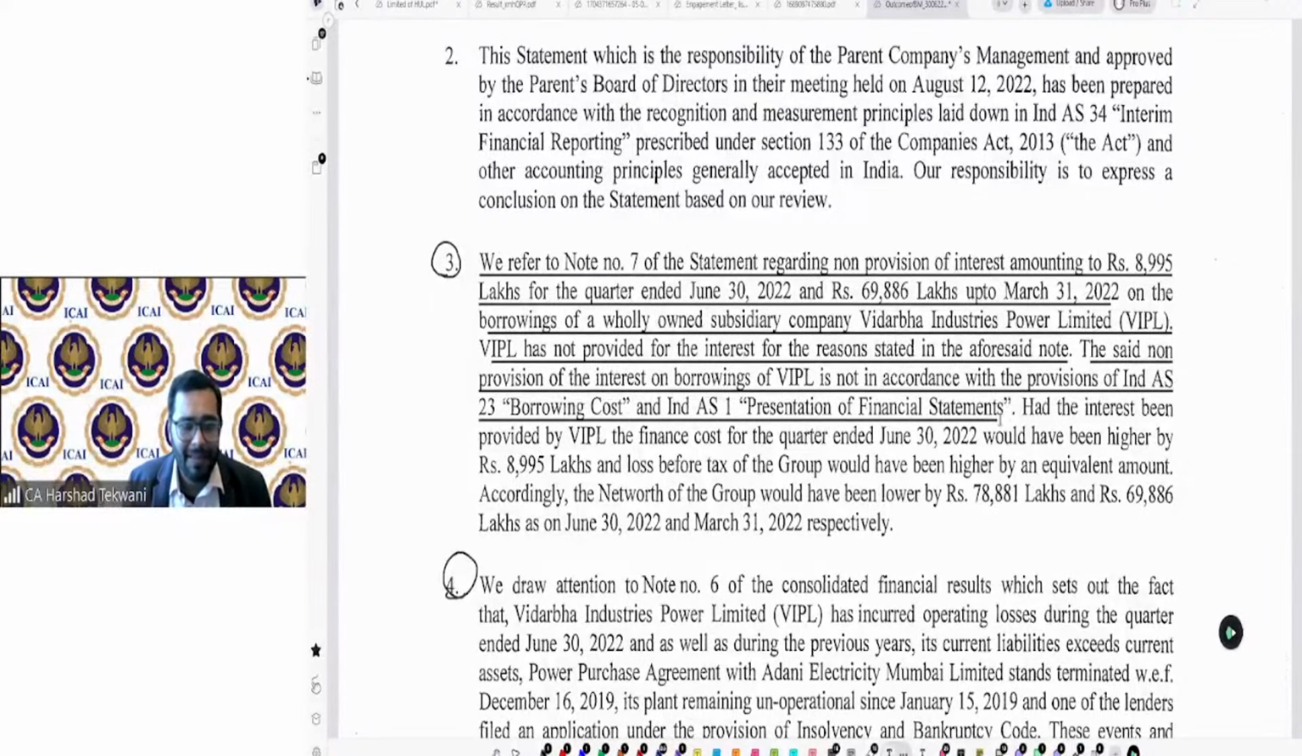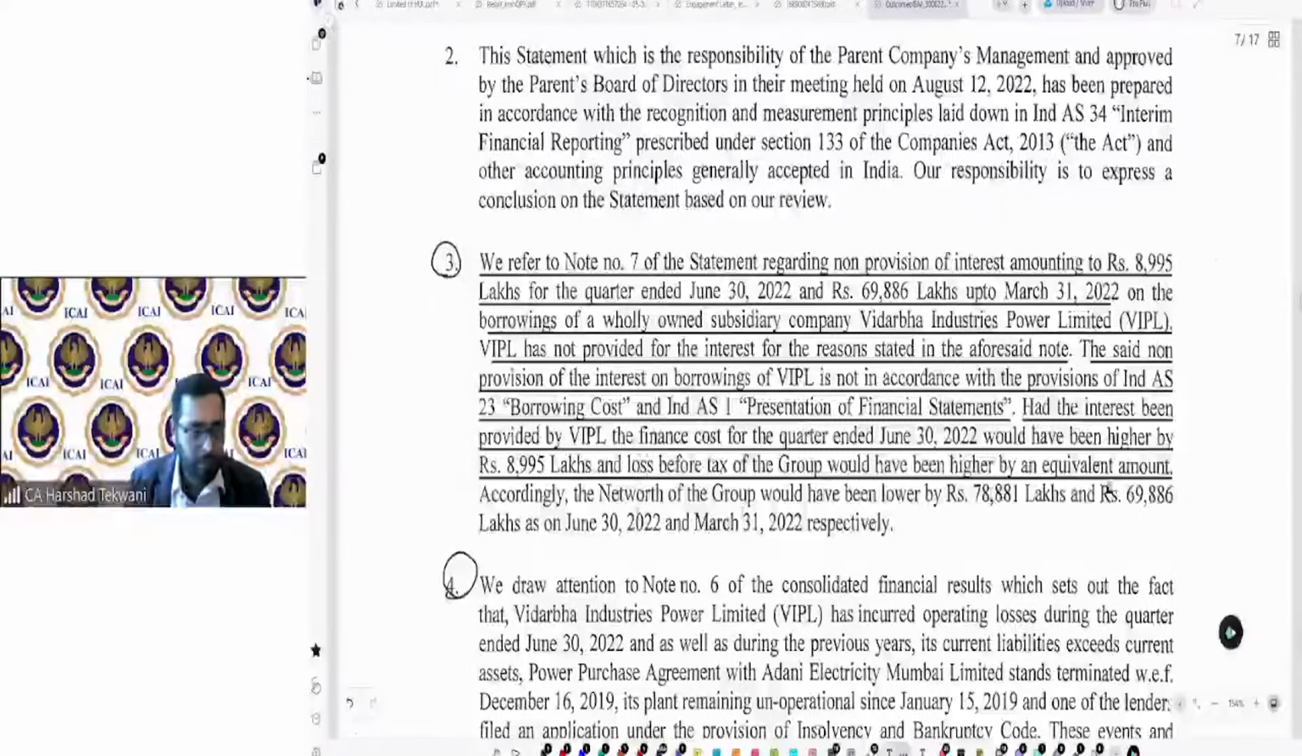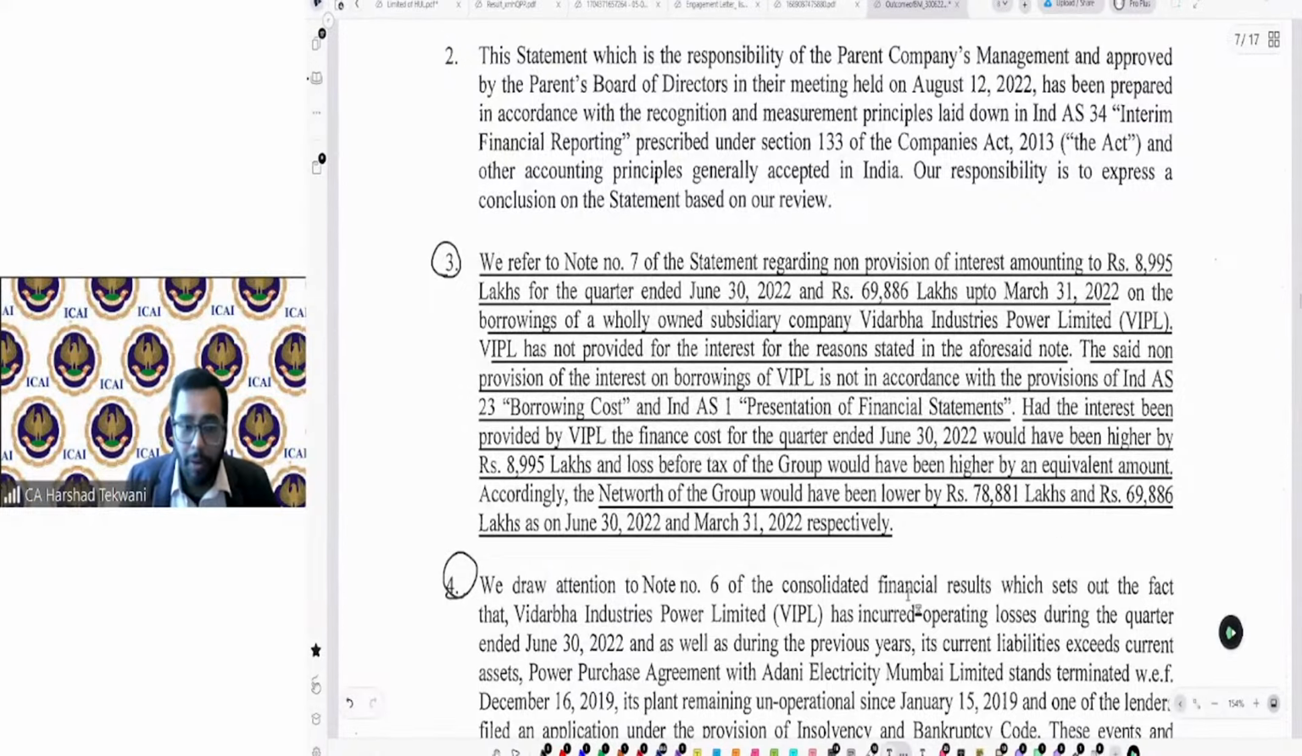This is this and this is this. Had the interest been provided by the company, the finance cost of the quarter would have been higher by this much lakh, and the loss before tax would have been higher by an equivalent amount. Accordingly, the net worth of the group would have been lower by this and this respectively. So they have provided a kind of quantification of the amount. So they have identified the amounts over here.